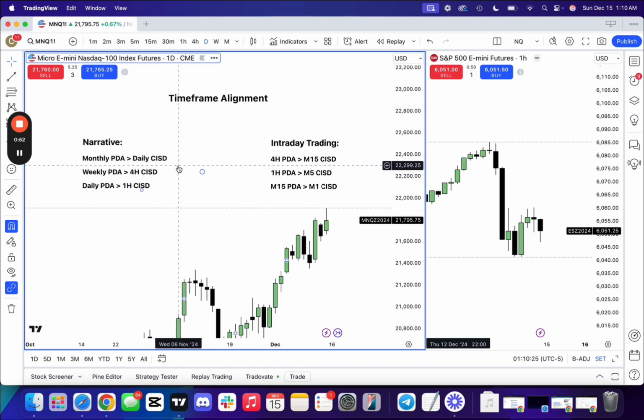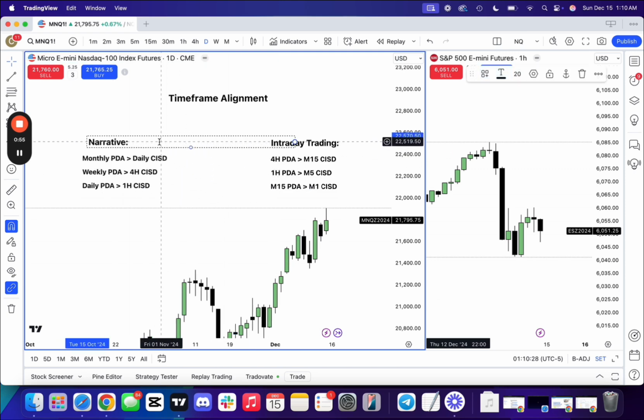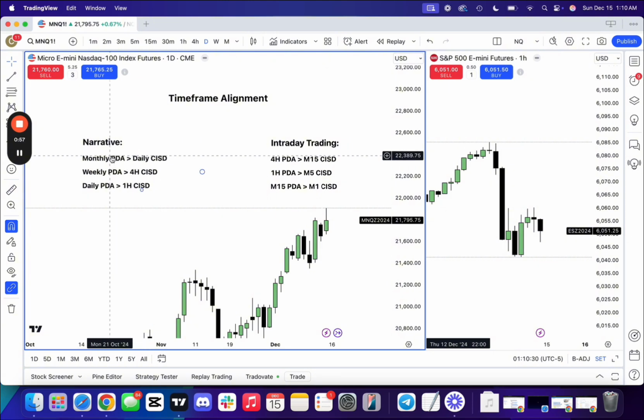So for example, I'm going to show you chart examples as well, but just so you have an idea, we can trade a daily change in state of delivery out of a monthly PD array, a 4-hour change in state of delivery out of a weekly PD array, and a 1-hour change in state of delivery out of a daily PD array. Again, these are used for narrative, not for trading. So for trading, we can use a 15-minute change in state of delivery out of a 4-hour PD array, a 5-minute change in state of delivery out of a 1-hour PD array, and a 1-minute change in state of delivery out of a 15-minute PD array. This is what I use every single day to trade, and these are just the alignments.